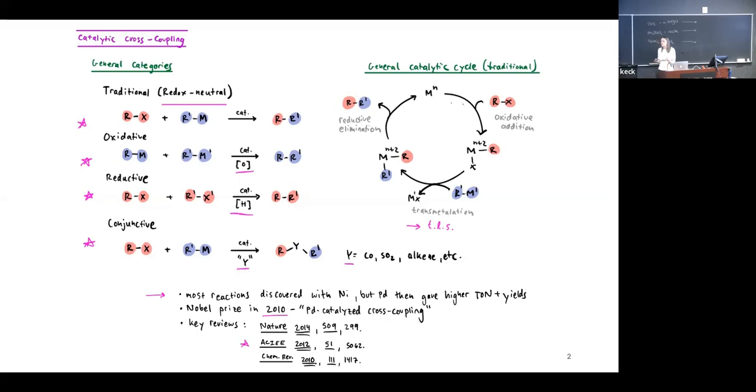So palladium has much more predictable chemistry. It does a lot more 2-electron chemistry, whereas nickel likes to do 1-electron chemistry, as you may have seen before. And the ligand scaffolds for palladium were more intuitive, and it gave really high turnover numbers and high yields compared to nickel. That's why it shifted to palladium, and that's also what was rewarded with the Nobel Prize in 2010: the development of palladium-catalyzed cross-coupling. All right.